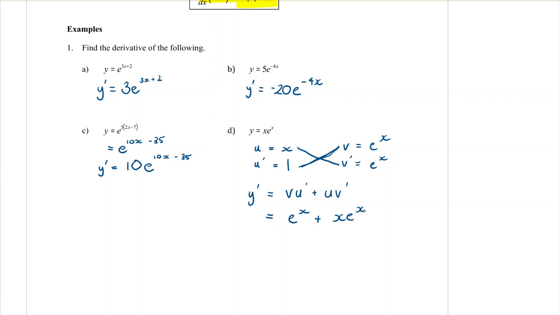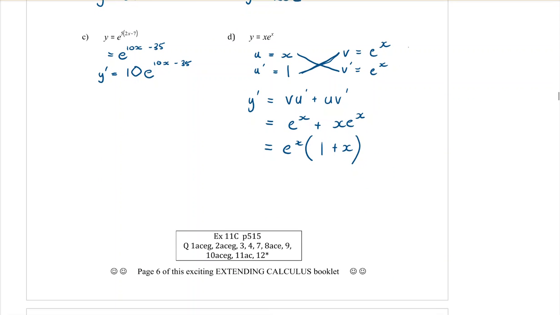Now I'm happy for you to leave your solution like that, but you'll often find that the textbook will factorize out any common factor. So there is a common factor of e to the x in there. So e to the x bracket. That means I've taken the whole first term out at the front, which means there'd be a 1 left in the bracket from the first term. And for the second term, if I've taken out the e to the x, there would be a plus x for the second term. Okay, so that is it for 11C, just making sure that you can practice all those differentiation techniques.